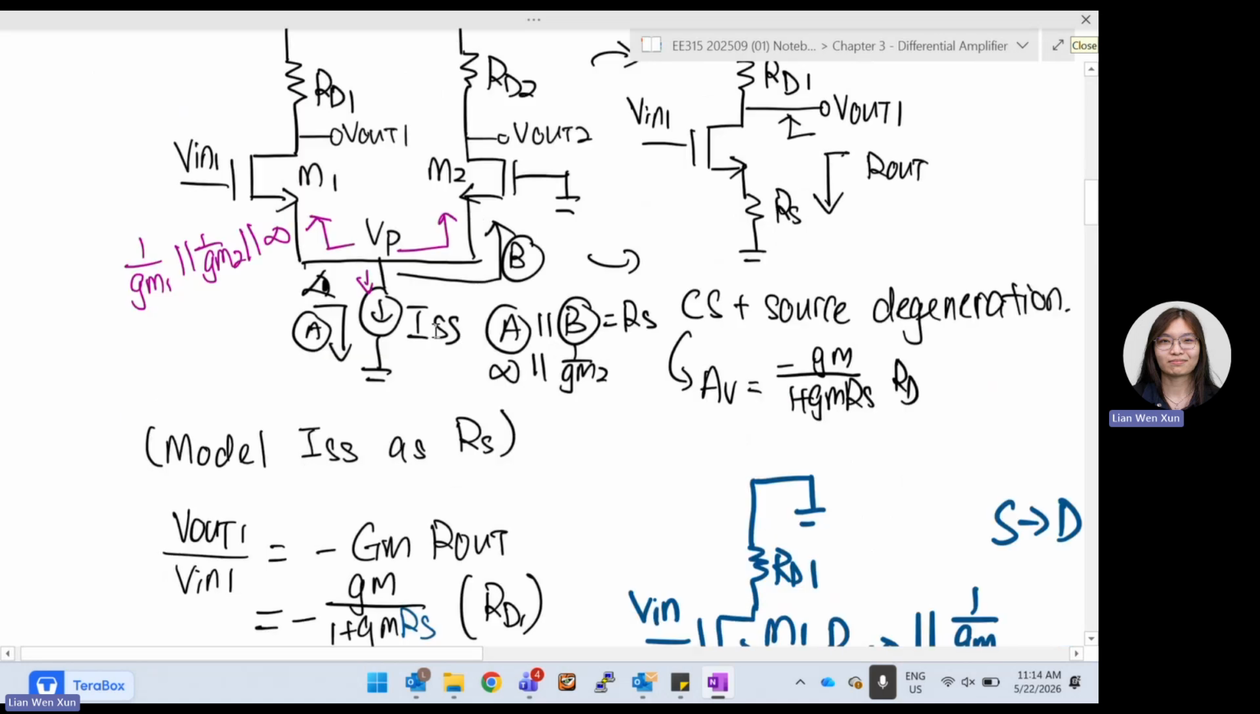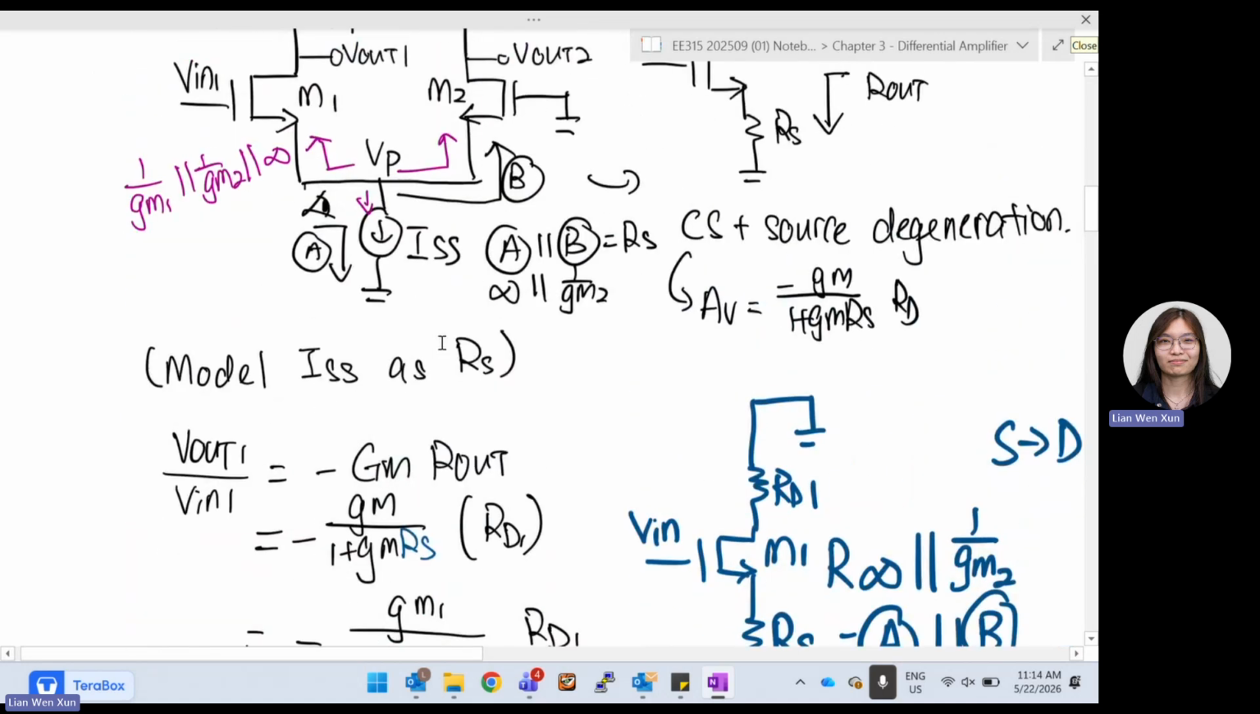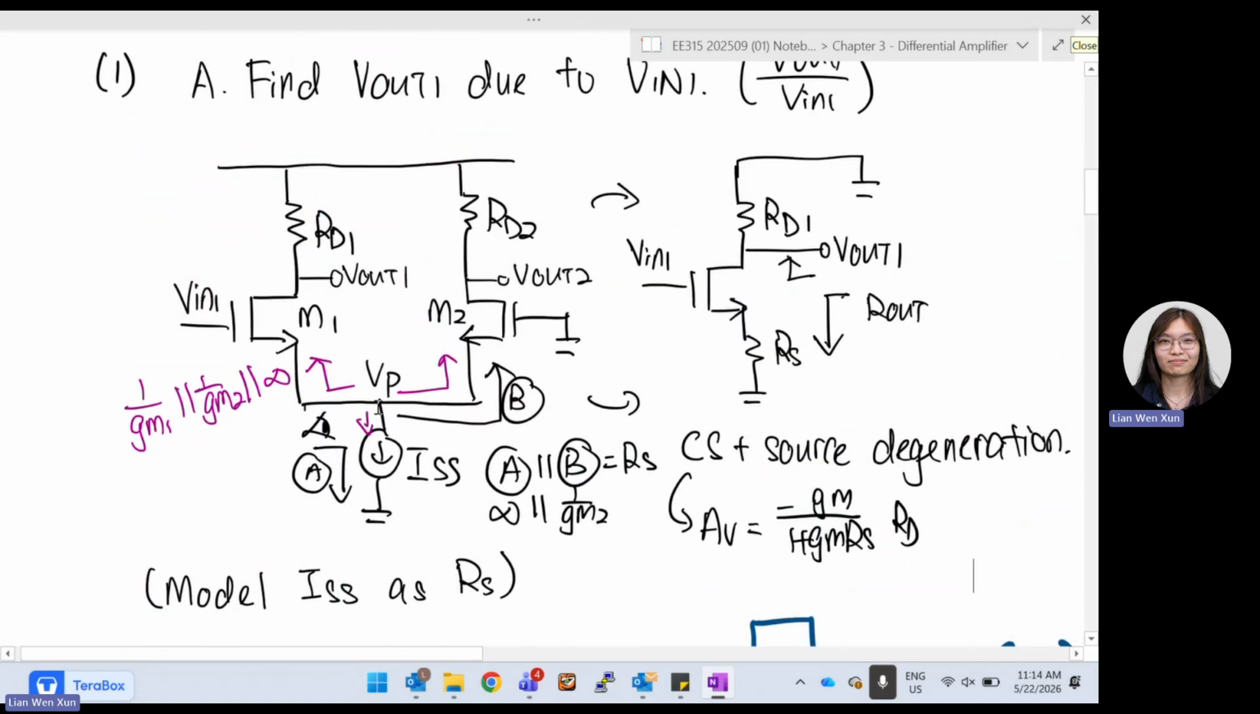To find out what RS is in this case, you can see RS over here is supposed to be equal to A in parallel with B, because B will also go to ground in the end when it's small signal, because VDD is grounded. So A in parallel with B is supposed to be equal to your RSS. ISS is an ideal current source. Last class we mentioned that if it is an ideal current source, it has infinite resistance.